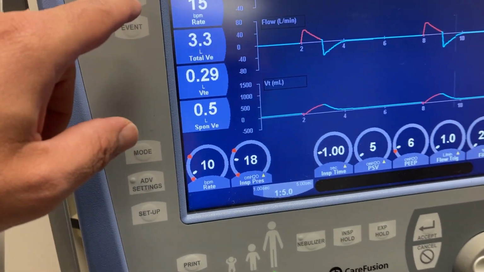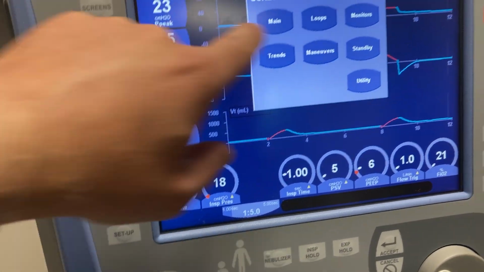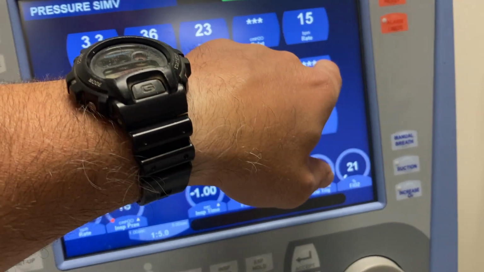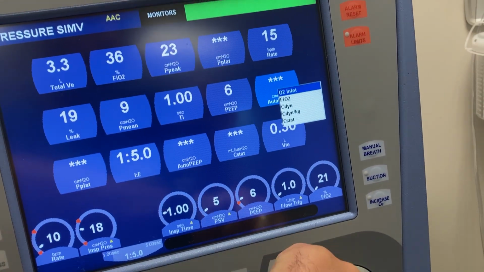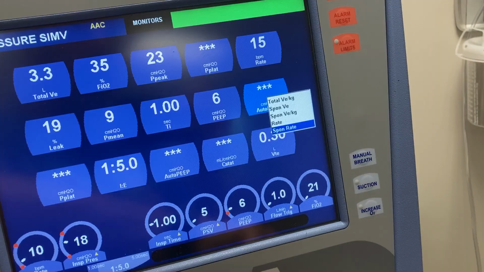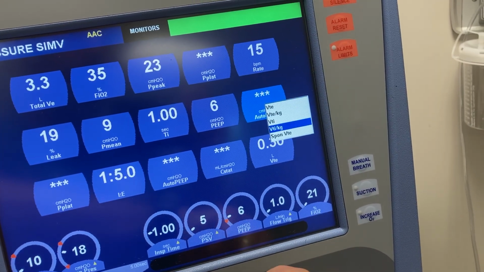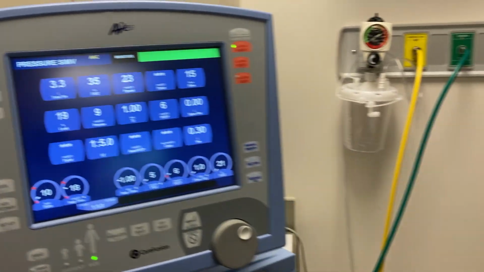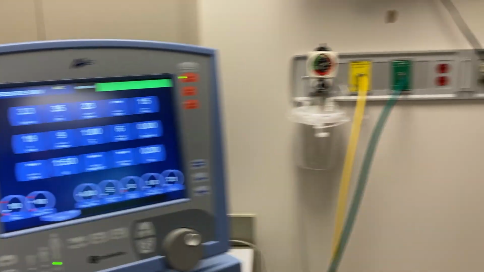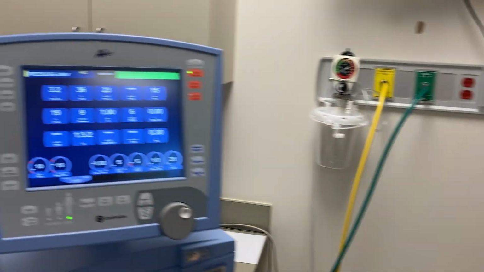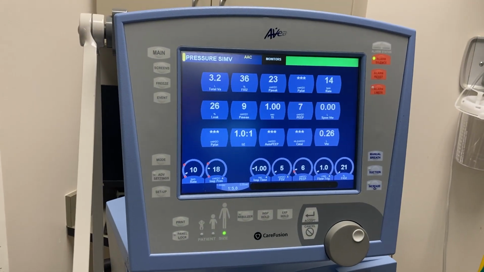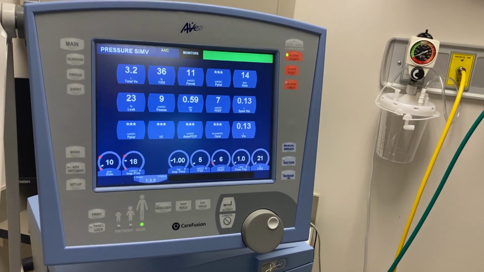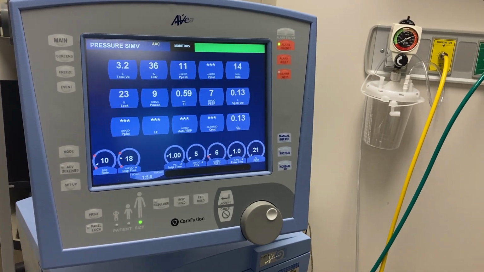Let me see if I can pull up specifically this monitor screen and show a spontaneous tidal volume. We'll just change that to spontaneous tidal volume. Spontaneous exhaled tidal volume is what I want to see there. So now I'll try to trigger a breath with my left hand, and we'll start to see a number in that spontaneous tidal volume. So 130 right there on that breath.